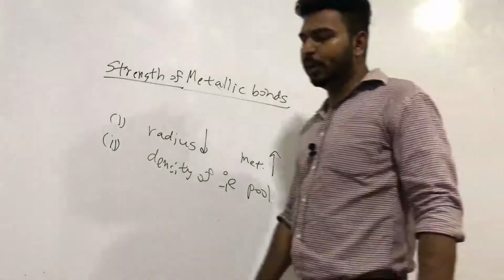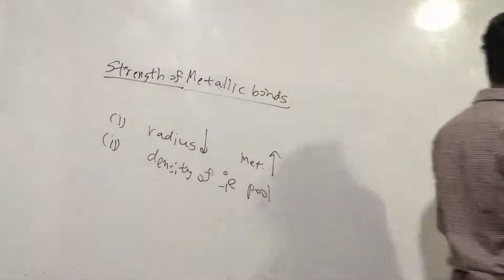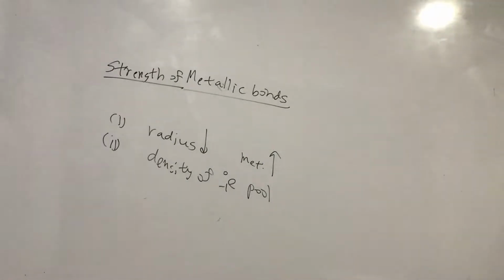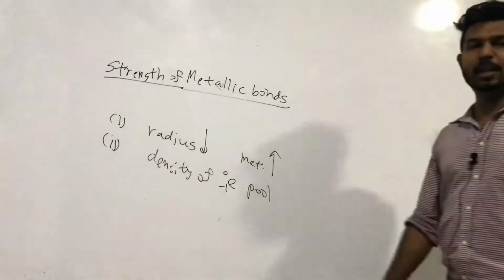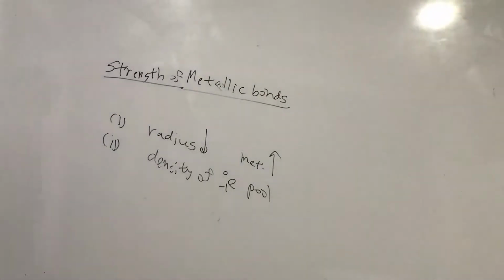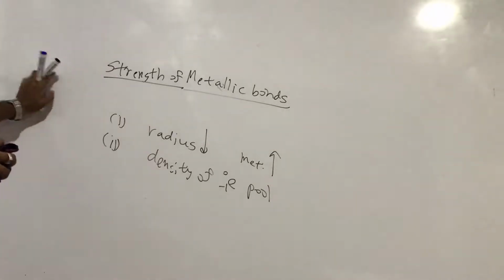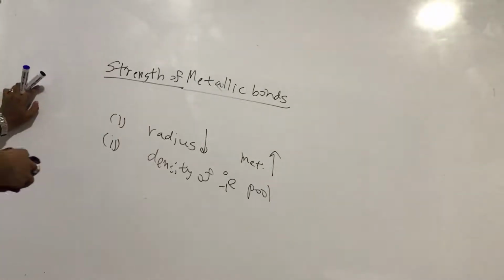Write the point: when the density of the electron pool increases, metallic bond strength increases.